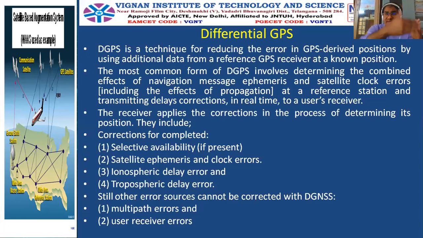Multipath error occurs after the signal is falling on the ground. When it is falling on the ground, not directly on the intended user, then it may fall on some other metallic surface, and it will reflect back, and it may take another path and finally reach the user. And this may not be the case with the reference station. Hence, the multipath error and user-induced errors are not covered in differential GPS. Of course, they account for a very small value that may be denied by the user himself.